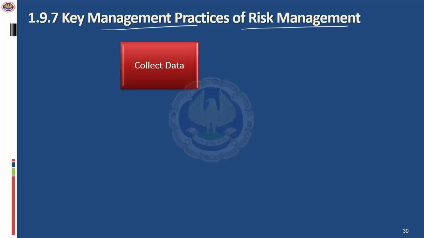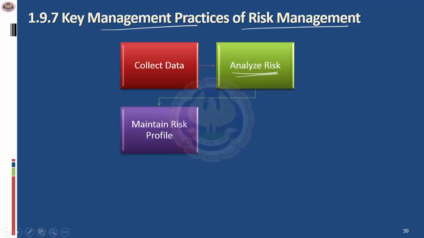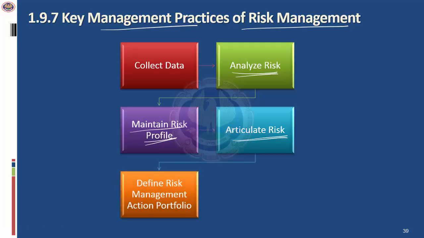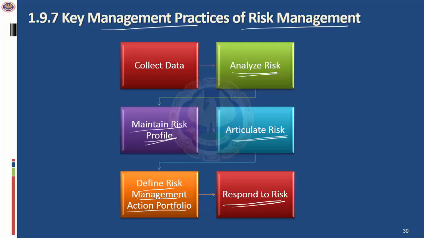So you collect data pertaining to all the business practices, all the business processes, the threats, vulnerabilities, etc. Based on the data which you collected, based on the risk management process or the risk management cycle, you analyze the risk. Based on the analysis, you decide to maintain the right level of risk profile as acceptable to the management. And then you articulate the risk, which means you communicate the risk to the staff. You define the risk management action portfolio. What is the action to be taken for different types of risks which happen? And then you respond to the risk, depending on the management strategy which is decided.